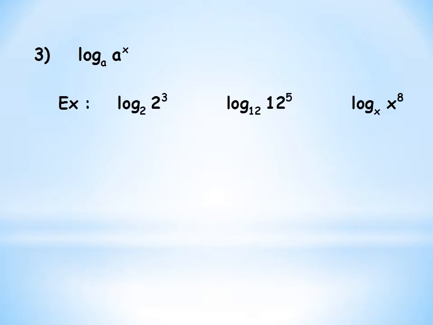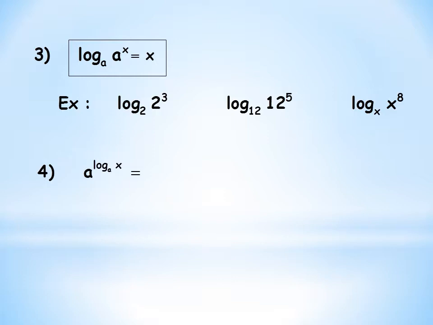Now we have the log a of a to the x. Well, this is very similar. If we take a look at an example, it's the log 2 of 2 to the third. This is like saying 2 raised to what power is going to equal 2 to the third. Or 12 raised to what power will equal 12 to the fifth. So here, this is always going to equal x. This one will equal 3, this one would equal 5, and this one here would equal 8. So anytime these two are exactly the same, whatever it's raised to is what it will be evaluated to.